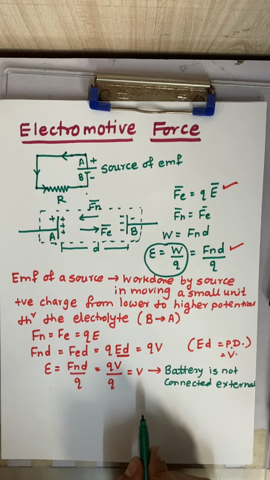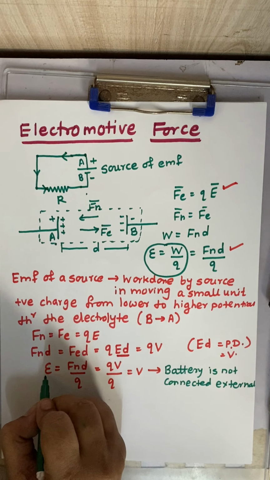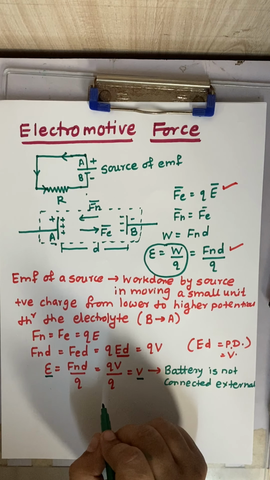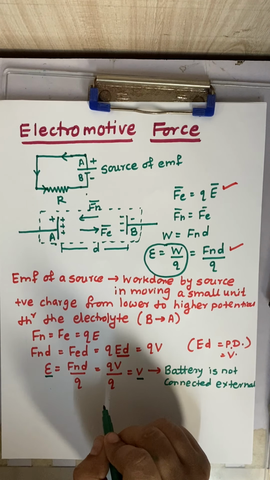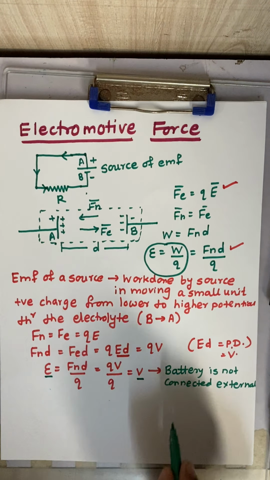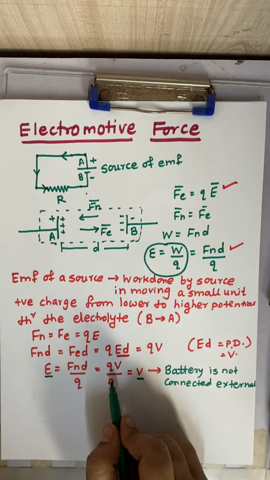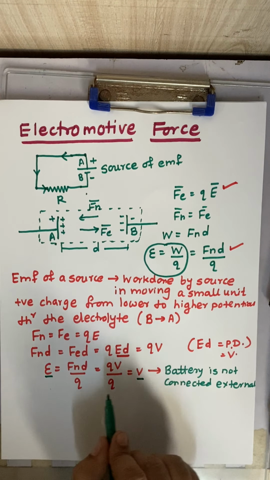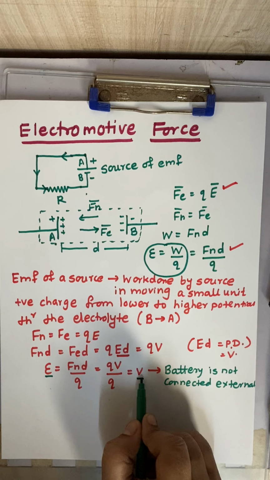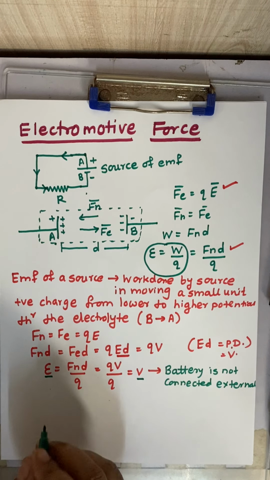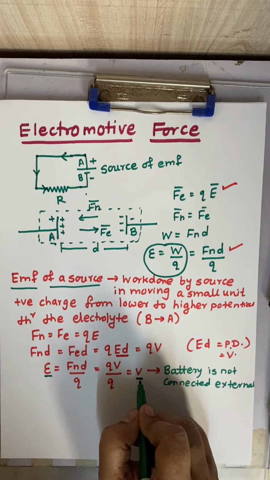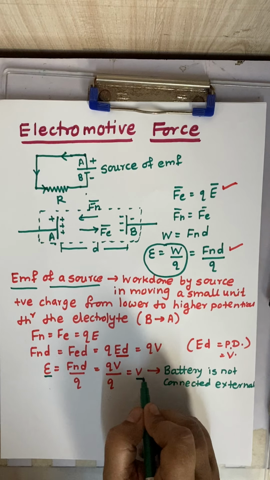So we can say that the EMF of the source is equal to the maximum potential difference when its terminals are open circuit. That means the cell is not sending current in the circuit. So when the battery terminals are open, the EMF of the source is equal to the maximum potential difference between the two terminals. I will mention this statement also, because this is the definition of EMF. But EMF can be explained in terms of the voltage when the circuit is open.